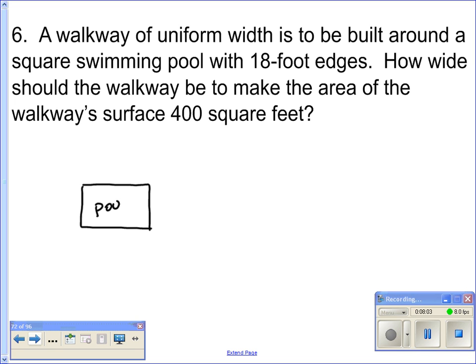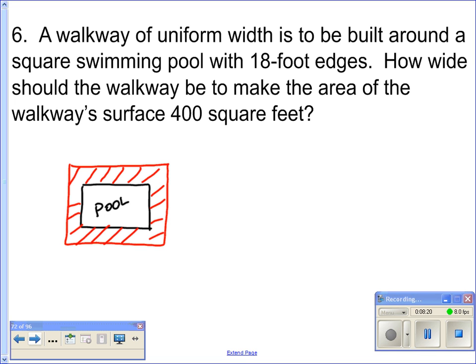All right, so here we have the pool. And then in red we're going to have this walkway. The area that we want to be 400 square feet is here in red. And it's a uniform walkway. So what that means is that if I look at this right here, that's going to be x, and that's going to be x. So it's a uniform walkway here. We know that the pool has 18-foot edges, so it's square. So that's 18 by 18.